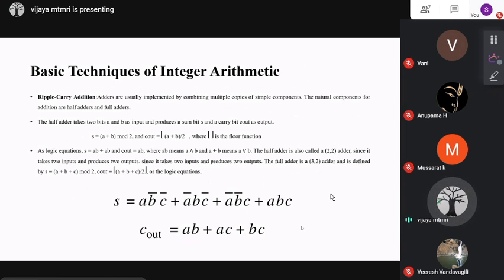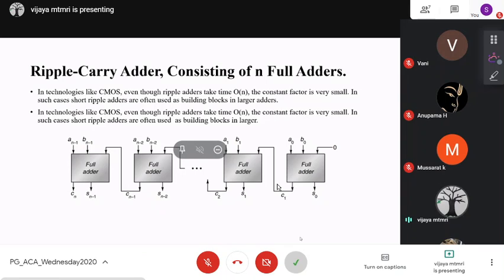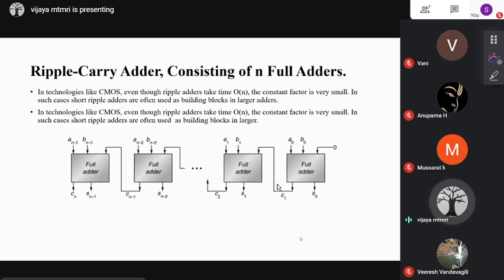So the full adder, that is, this is the ripple carry adder consisting of n full adders. The principal problem in constructing an adder for n-bit numbers out of smaller pieces is propagating the carries from one piece to the next. The most obvious way to solve this is with a ripple carry adder consisting of n full adders, as we have shown in the figure.